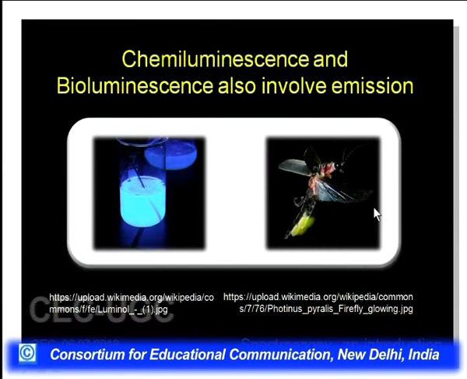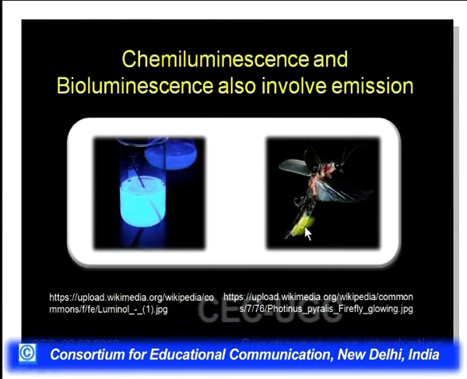I'm sure that we have heard about what is called chemiluminescence and bioluminescence. Chemiluminescence, as the name suggests, is luminescence, which is glowing. There can be certain chemical reactions in which energy is generated, and the system goes to a higher energy level and comes down to a lower energy level by giving out a photon. This again is a radiative emission. That's a very important phenomenon.